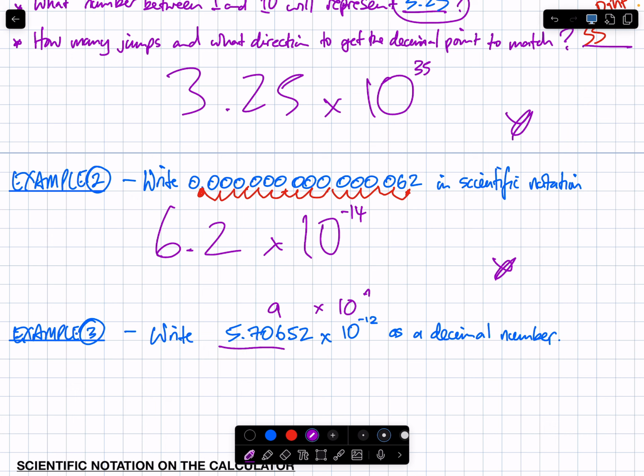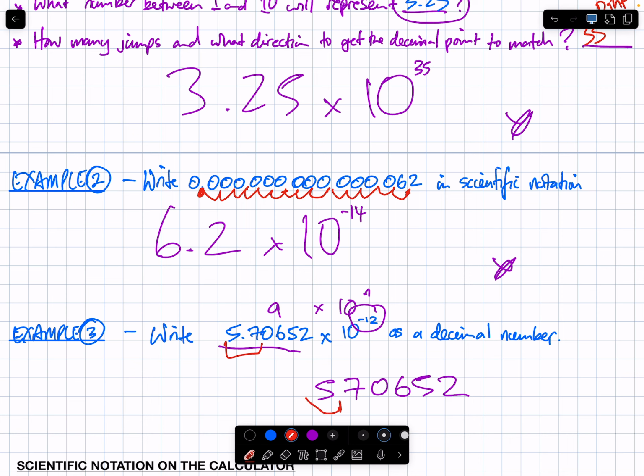Well, just write this: 5, 7, 0, 6, 5, 2. I wrote it in the middle because I don't know which way I'm jumping. Someone tell me, if I've got a power of negative 12, what direction am I going to jump? Left. So right now, the decimal point in A is between 5 and 7. So I'm going to start here. And I'm going to jump left how many times according to you? 12. 12 times to the left.